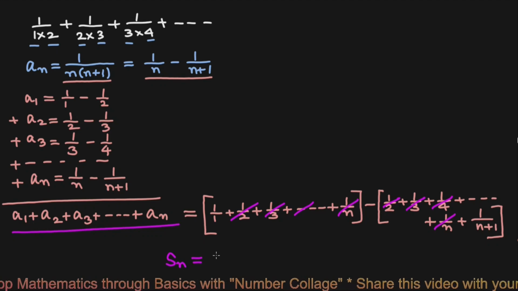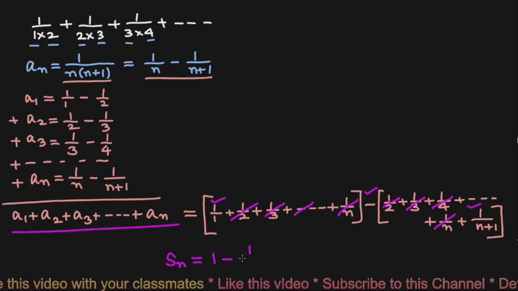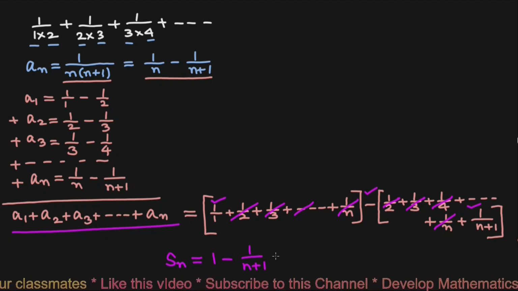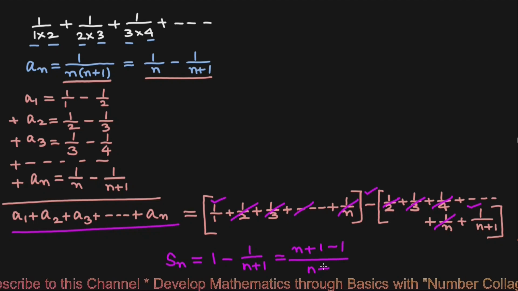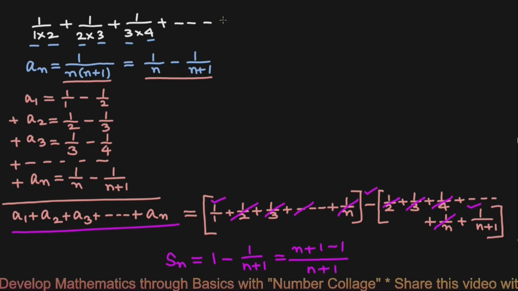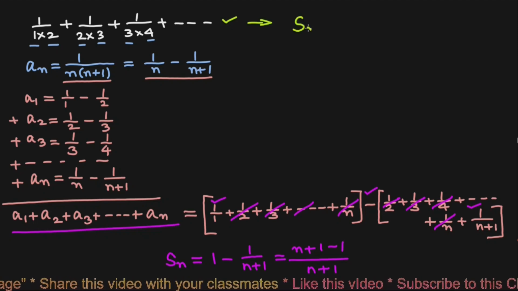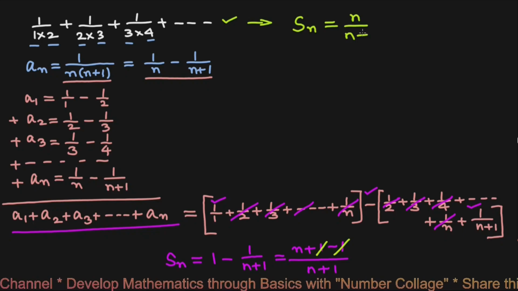Finally what we get is this 1, this minus sign, and this term 1 upon n plus 1, which will be n plus 1 minus 1 upon n plus 1, and this finally gives us the sum to n terms of this series, Sn equals, after cancelling this, n upon n plus 1.